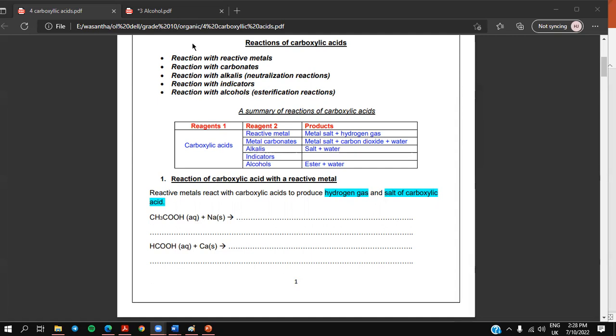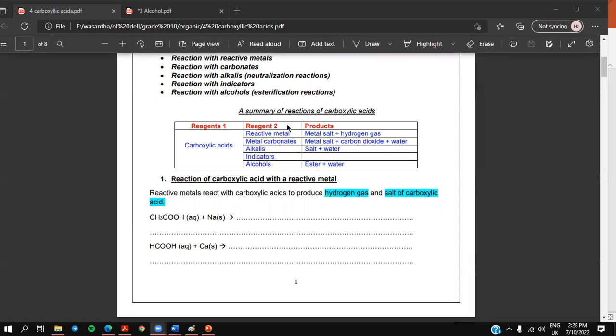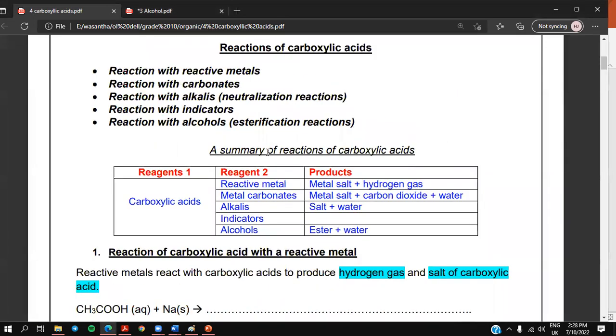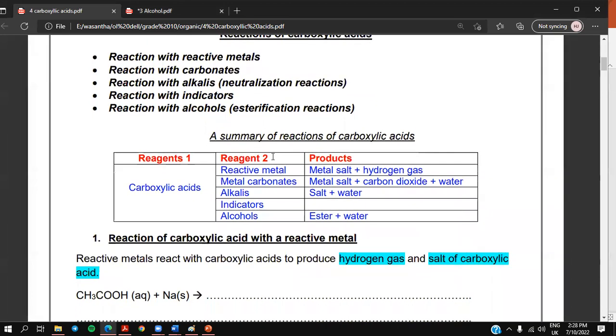Before we start the lesson, for these five reactions, I have a small table. This table shows, in summary, what happens in each reaction listed here. In the first column, we have the reagent carboxylic acid. How are carboxylic acids reacting with reagent 2? Reactive metal, metal carbonates, alkalis, indicators, and alcohols. Just to summarize, when carboxylic acids react with reactive metals, we get a metal salt and hydrogen gas. We know that metals always react with acids producing hydrogen gas.